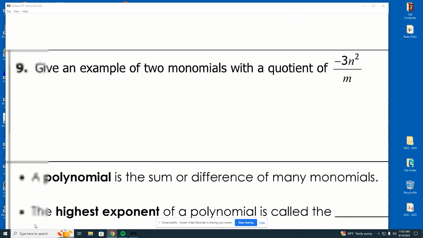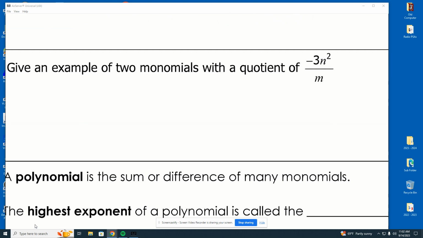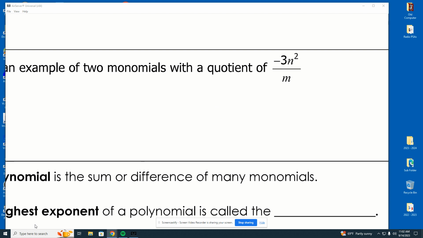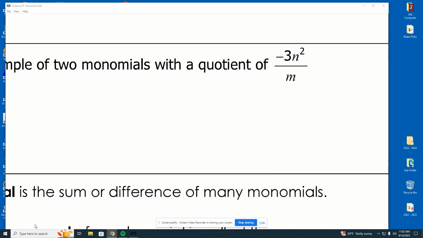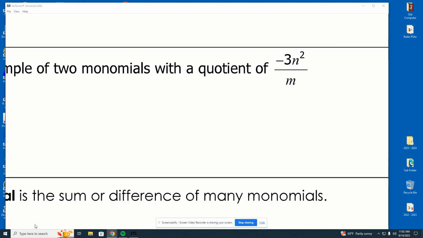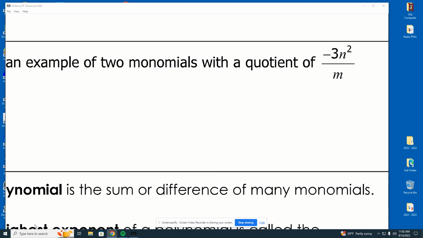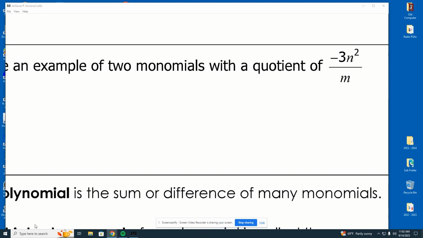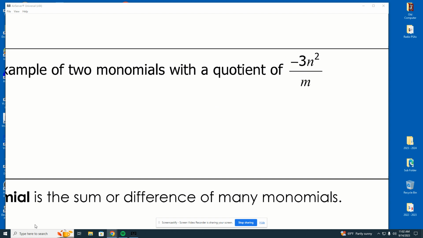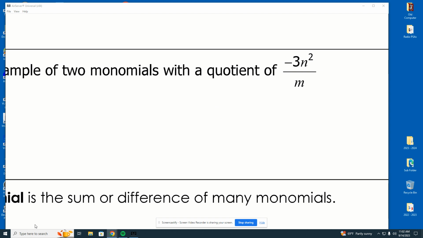So that leads me to this last problem we're going to do, number 9, on the back. We're going to stop right here after we do this problem. You can have a billion answers for this problem. The question says, give me an example of two monomials with a quotient of. What's quotient mean? We're dividing. And what does the result of our dividing need to give me? -3 and square root of 2.